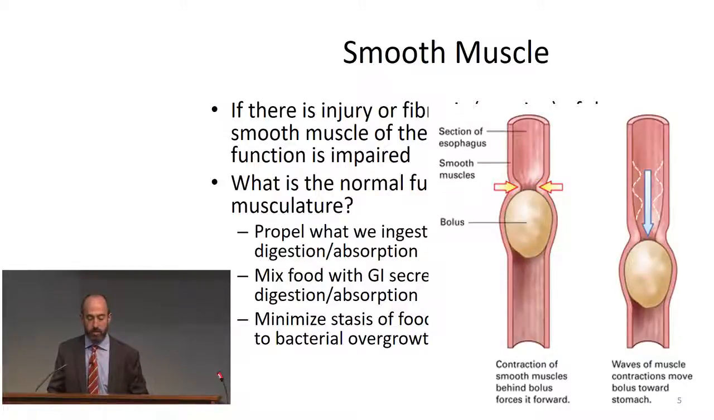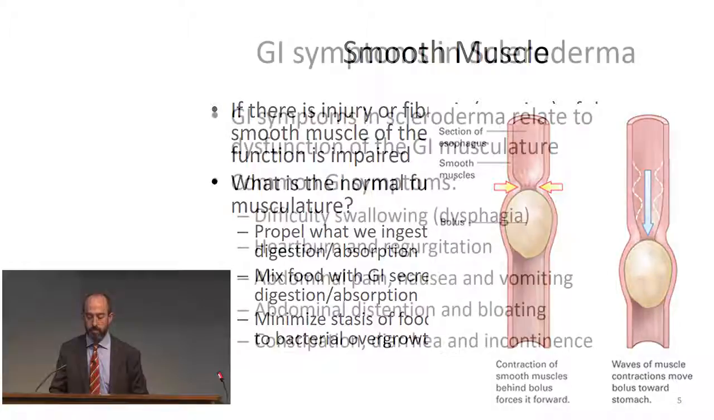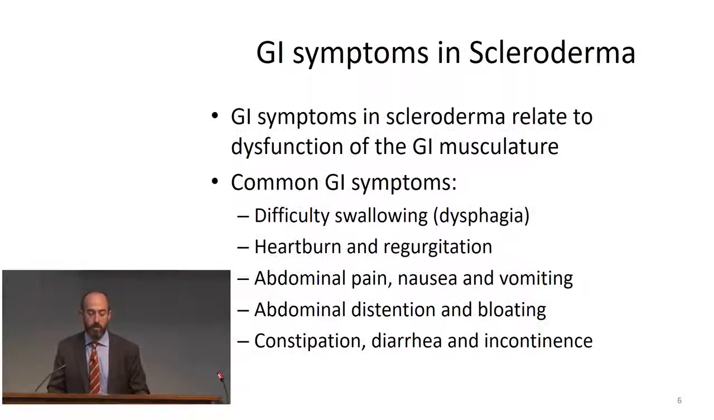And again, this just highlights that in the esophagus, we have the muscles of the esophagus that propel a food bolus. And whenever the contractions of that smooth muscle are impaired, then we can get symptoms. So the dysfunction of the GI musculature leads to these symptoms. Common GI symptoms in patients with scleroderma include difficulty swallowing, heartburn and regurgitation, abdominal pain, distension, bloating, and then constipation, diarrhea, and incontinence.